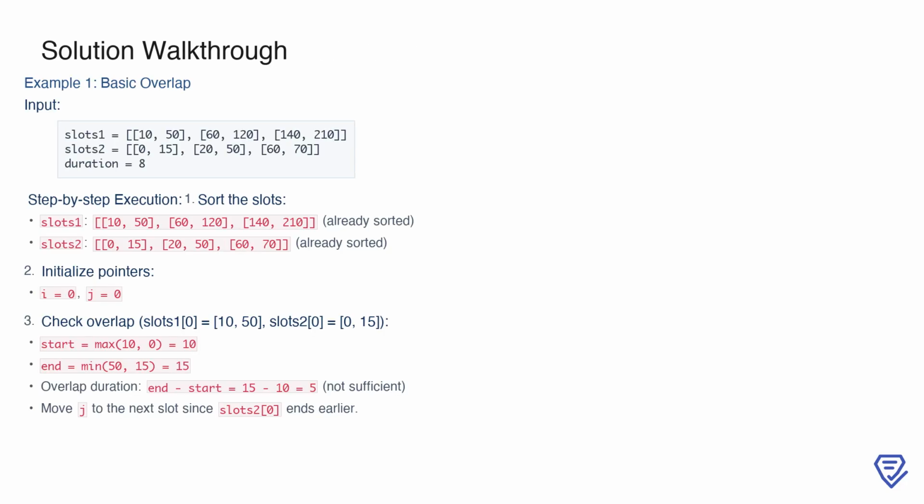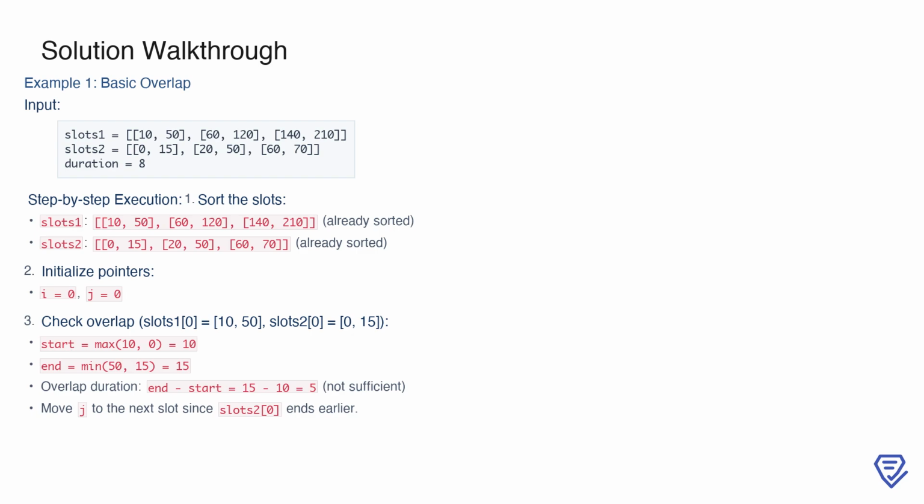To solve this problem, we'll work through the first example, where we're given two lists of time slots and a required meeting duration of 8 minutes. The first step is to sort both lists of time slots. Here, slots1 and slots2 are already sorted, so we can move on to initializing two pointers, i and j, both set to 0. These pointers will help us iterate through slots1 and slots2 respectively.